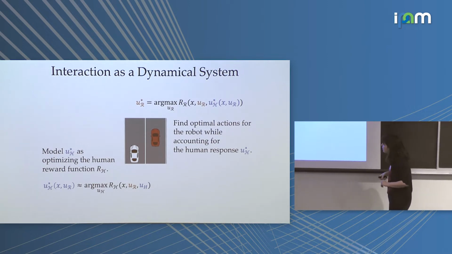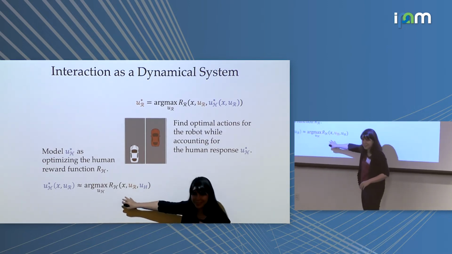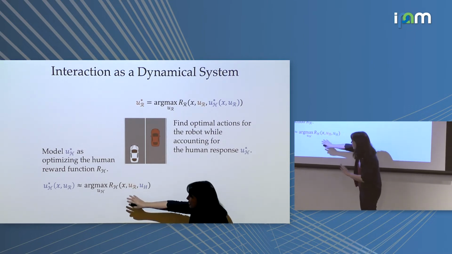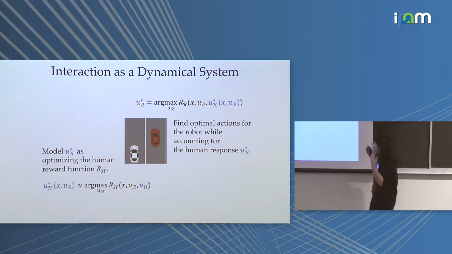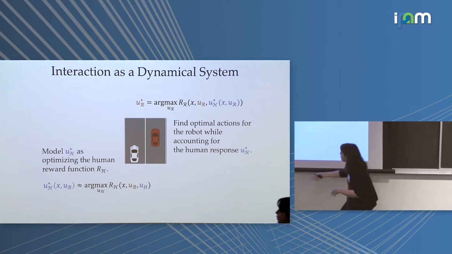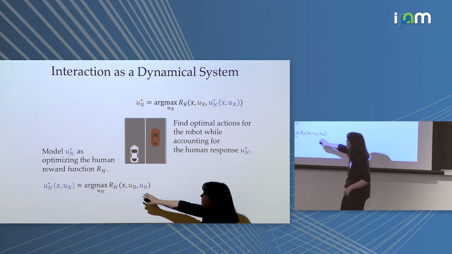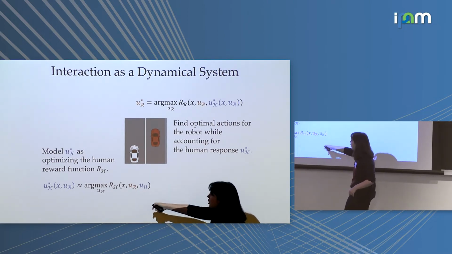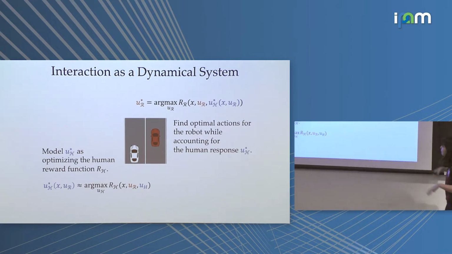Okay? And well, what does the human do? So a big thread of my work is about what does the human do. But right now, assume that the human is optimizing some sort of reward function. So assuming that there's some underlying reward function that the person is trying to optimize, then we can say, well, the person is optimizing this RH. And that also depends on the actions of the human, UH, but depends on the actions of the robot too. Again, theory of mind. Okay?